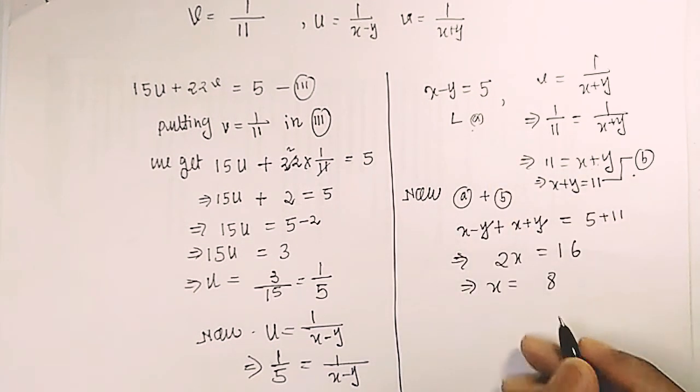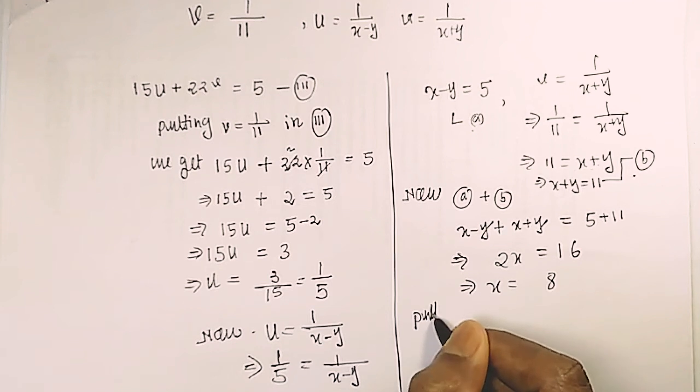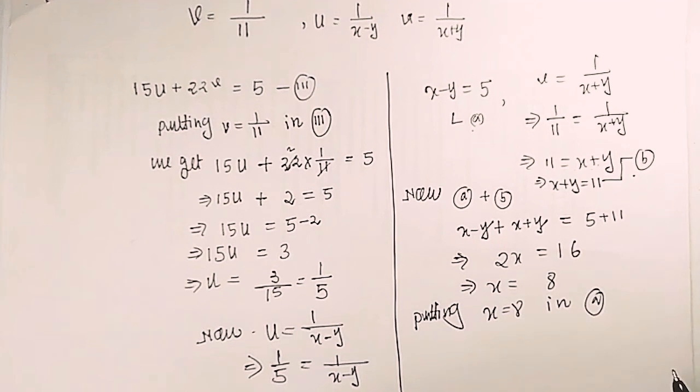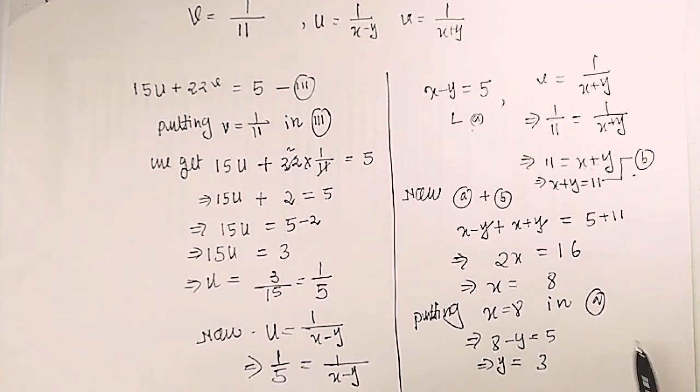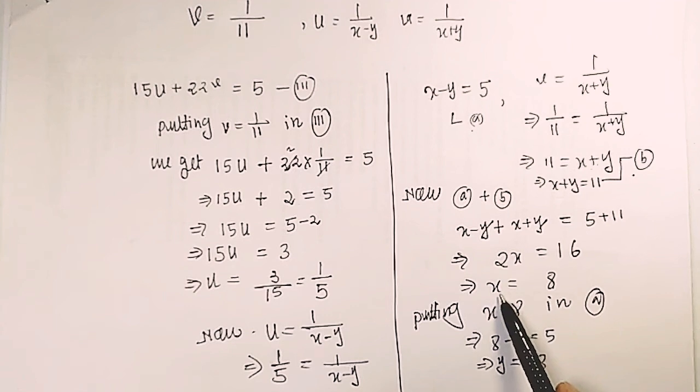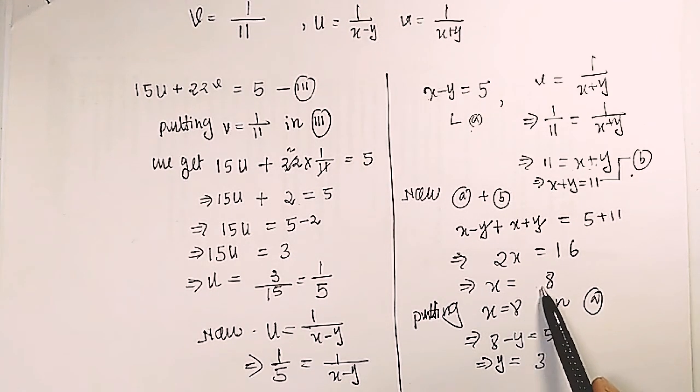So putting the value of x in the equation, putting x equals 8 in equation A, we get 8 minus y equals 5, which implies y equals 3. That means x equals 8 and y equals 3. So x, the speed of the boat, is 8 km per hour and the speed of the current is 3 km per hour.